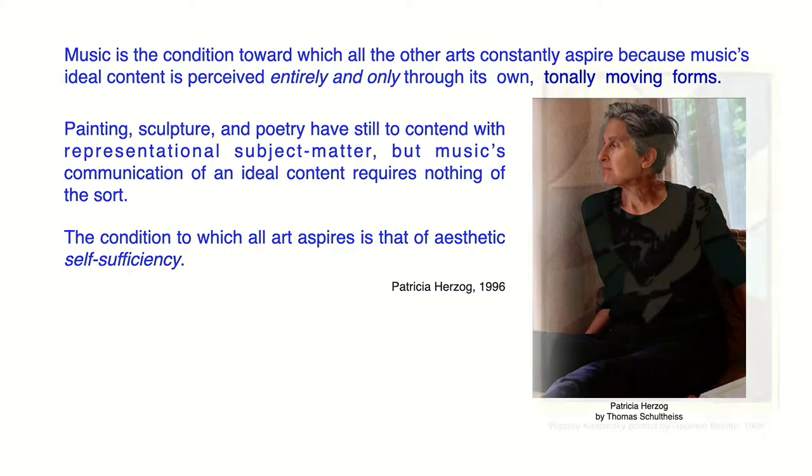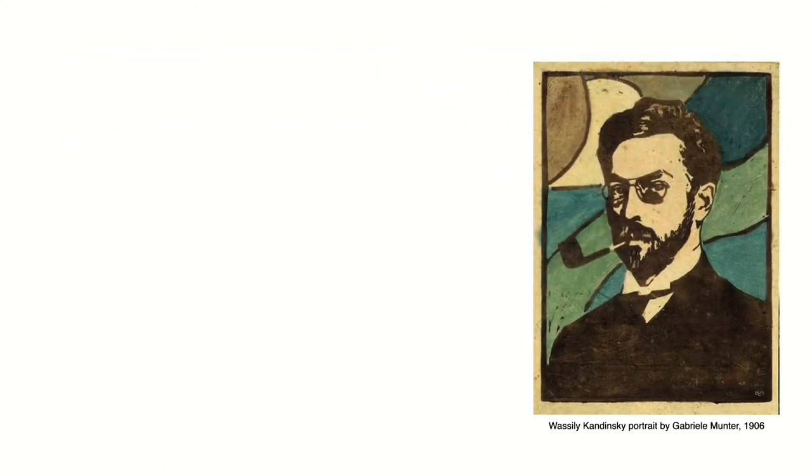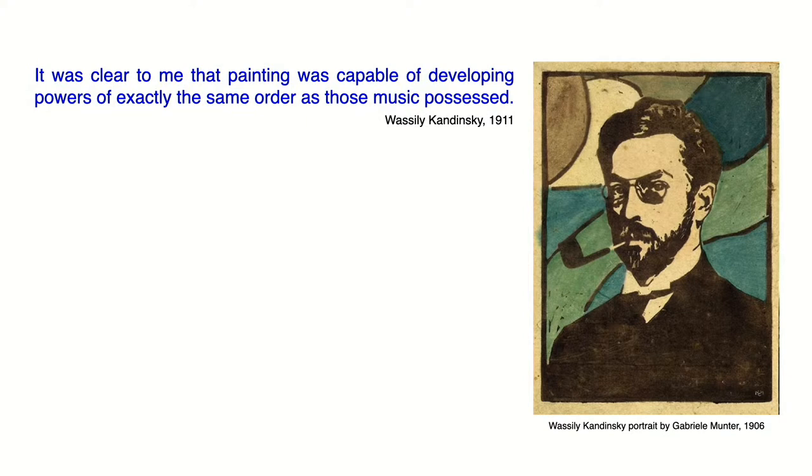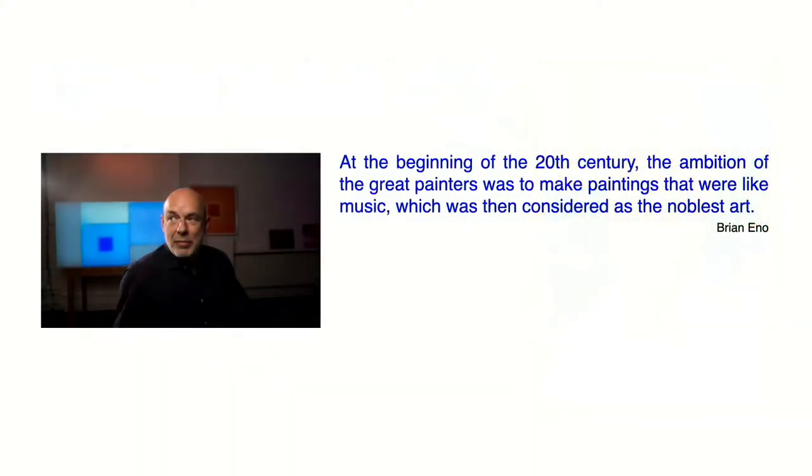With the rise of modernism and pure abstraction, something like what musicians had achieved through instrumental composition appeared within the grasp of painters, so that by 1911, Kandinsky declared that it was clear to him that painting was capable of developing powers of exactly the same order as music possessed. And with pure abstraction, things took off. Brian Eno, a contemporary musician and artist, summarizes simply what that period in painting was all about. At the beginning of the 20th century, the ambition of the great painters was to make paintings that were like music, which was then considered the noblest art.